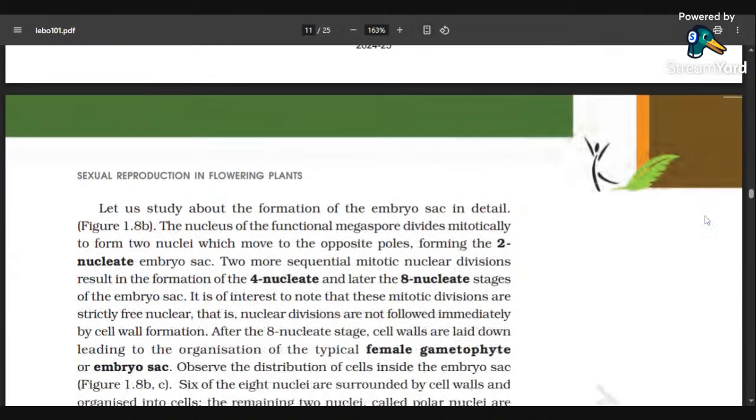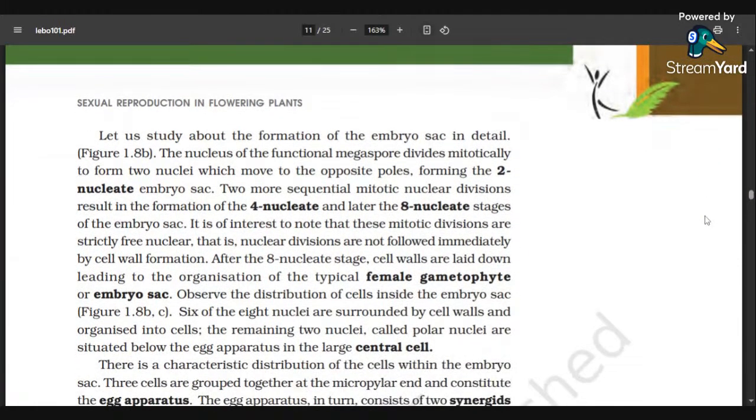Let us study the formation of the embryo sac in detail. The nucleus of the functional megaspore divides mitotically to form two nuclei which move to the opposite poles, forming the two-nucleate embryo sac. Two more sequential mitotic nuclear divisions result in the formation of the four-nucleate and later the eight-nucleate stages of the embryo sac. It is of interest to note that these mitotic divisions are strictly free nuclear. That is, nuclear divisions are not immediately followed by cell wall formation.